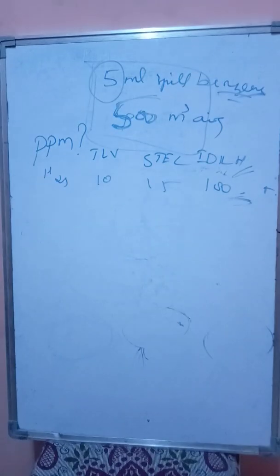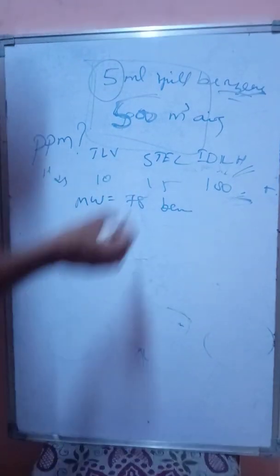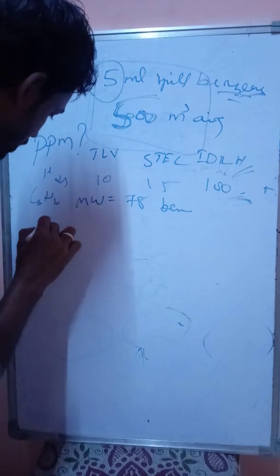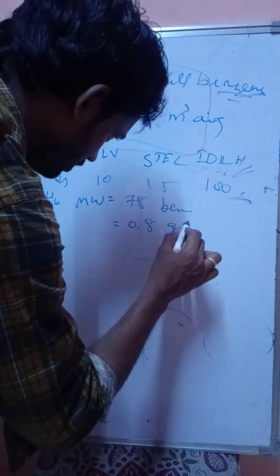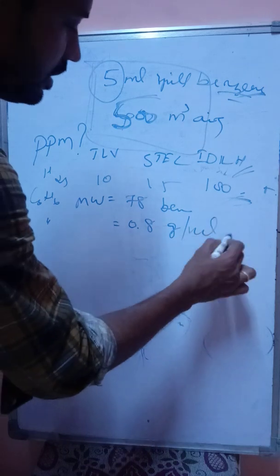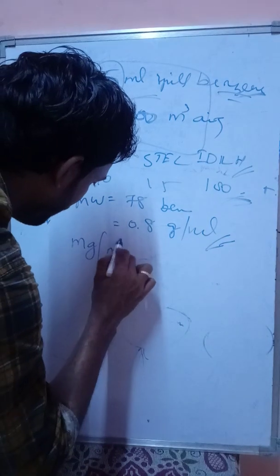Okay, so let's get into the problem. For 5 ml, you know the molecular weight is equal to 78 for benzene. And the next thing is, you should know the density. The density is about 0.8 gram per ml. Initially, we are going to convert this into milligram per meter cube.